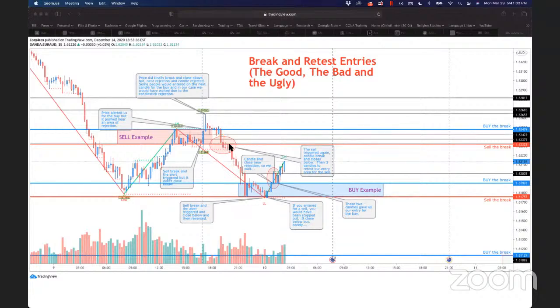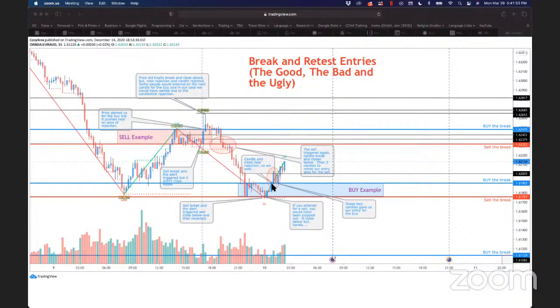Then you would have had 1, 2, 3, 4 opportunities to enter this trade. When this candle broke and closed below, these candles pushed back up, rejected, and sold off, right? You would have hit all your targets. You would have sold this and you wouldn't have had any drawdown, right?